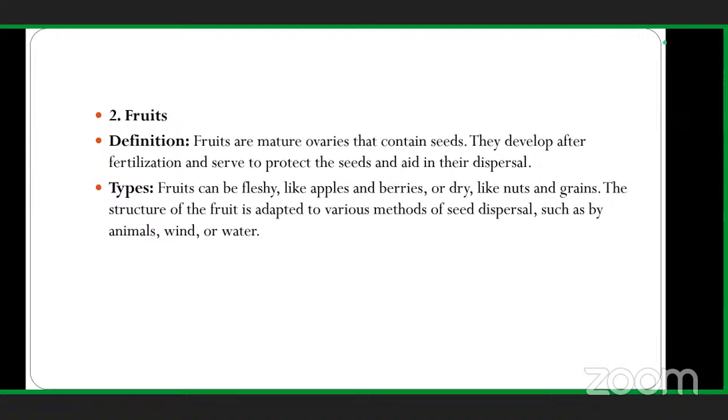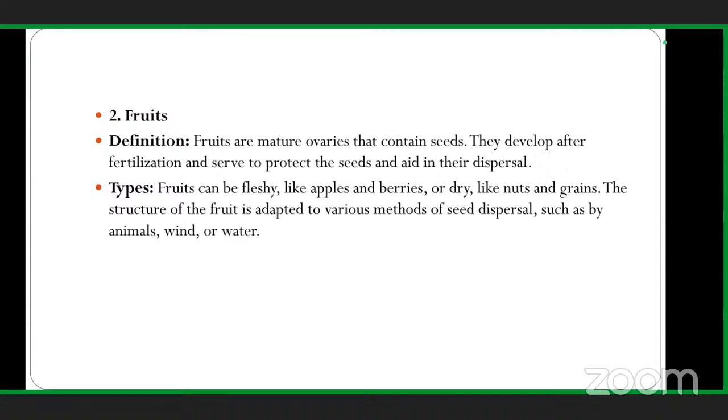In gymnosperms, seeds are there, but you will not find fruits. But in angiosperms, which is the most advanced class of the plant kingdom, you will find fruits. They are the mature ovaries, and they contain the seeds. They develop after fertilization and serve to protect the seed and aid in its dispersal. You will not find fruit before fertilization. Fruit is only found after the fertilization process, and it also protects the seed and aids in its dispersal.